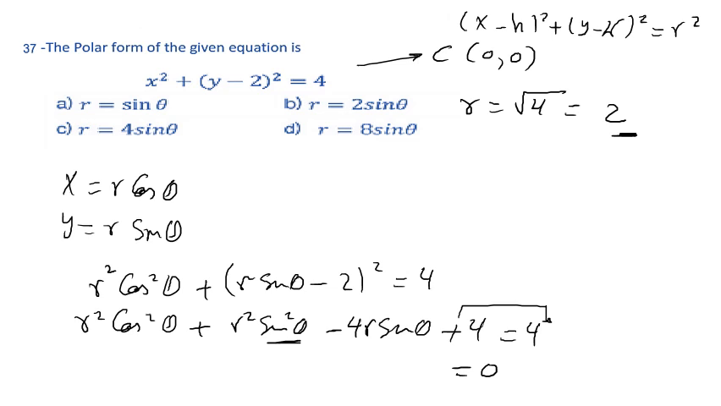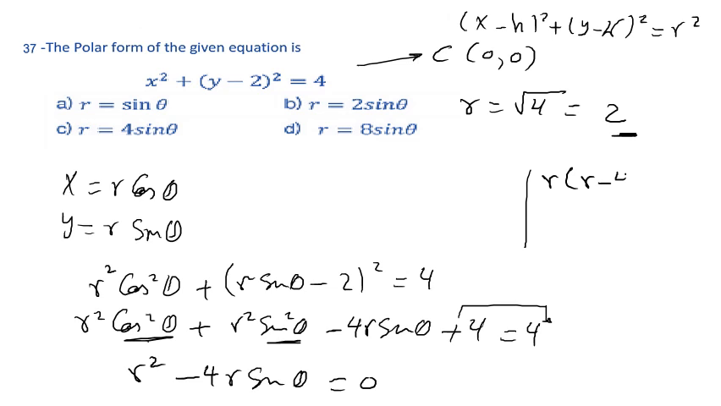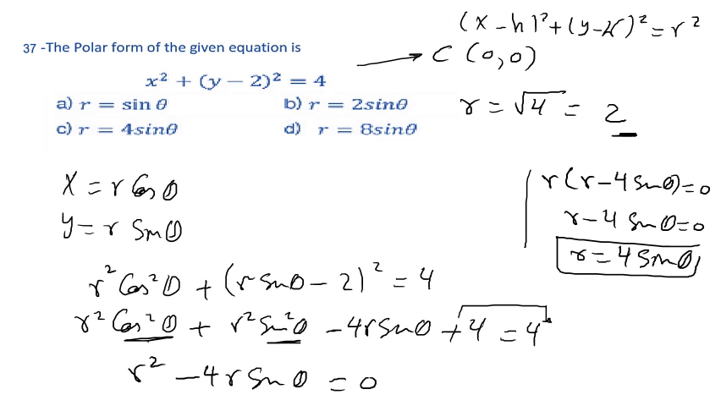By moving this 4 to the other side, it is equal to 0. Taking r squared as a highest common factor, and cosine squared plus sine squared is equal to 1, so r squared minus 4r sine theta is equal to 0. By taking r as a highest common factor, it's r times r minus 4 sine theta equal to 0. So r minus 4 sine theta is equal to 0, or r is equal to 0. So r is equal to 4 sine theta. So the right answer is C.